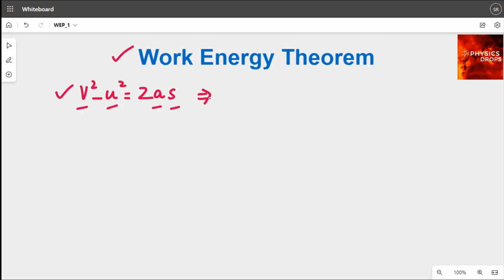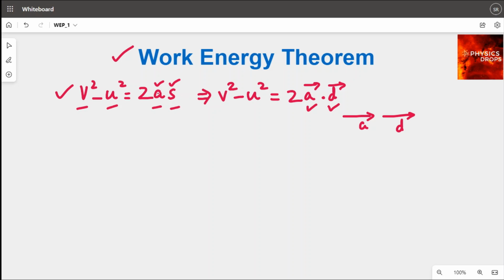Now this can also be written as v squared minus u squared equals 2 times the acceleration vector dotted with the displacement vector. A is acceleration, s is displacement, but when we represent them as a dot product of the corresponding vectors, the angle between acceleration and displacement is 0, since they are on the same line. So the dot product of A and D is the magnitude of A times the magnitude of D times cos theta. Cos 0 is always 1.